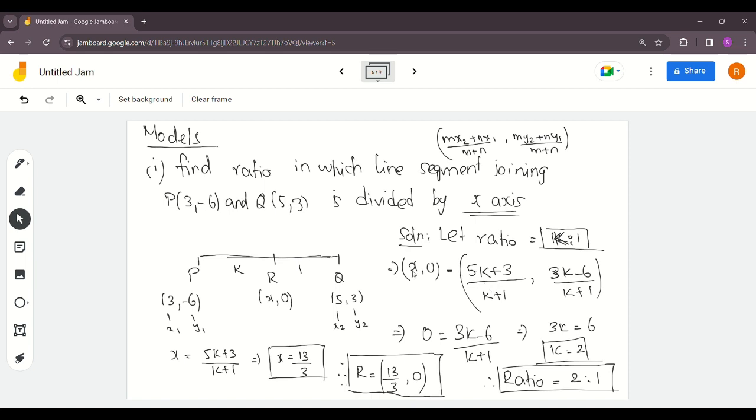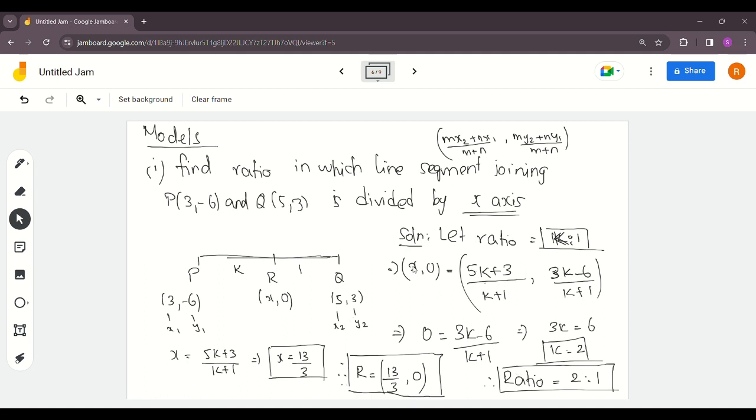So by equating the y coordinate straight away and cross multiplying, I'll be getting 3k is 6, which is k is equal to 2. So I can substitute it here. So the ratio is k is to 1. Suppose in your question they may be asking you to find the coordinates of the point of division also. If they are asking you that also, you need to know the x coordinate.